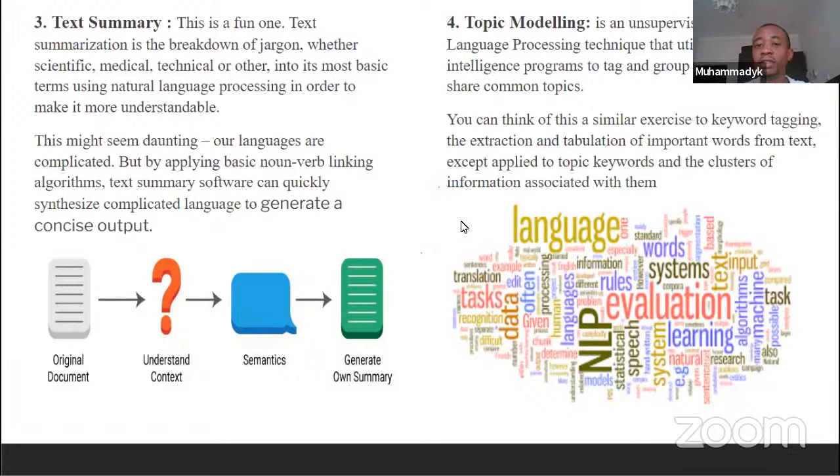We're heading on to topic modeling, right? So what is topic modeling?